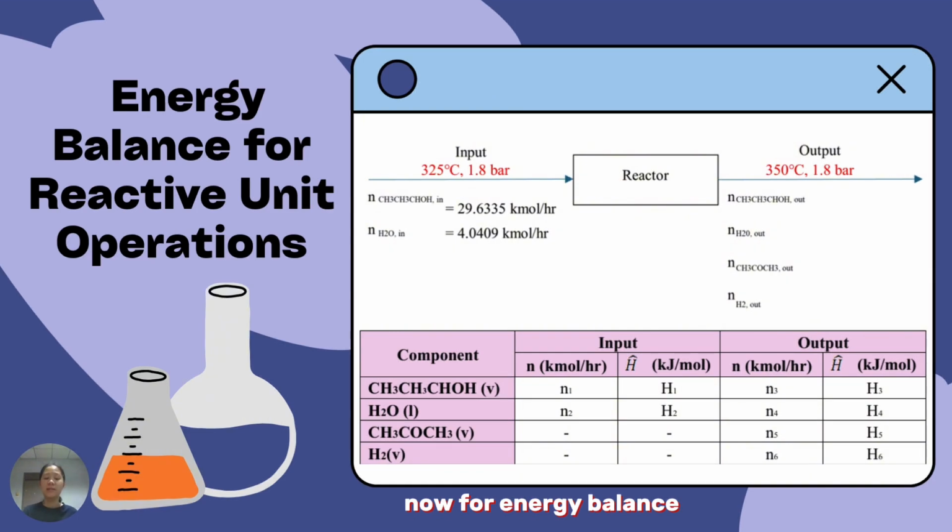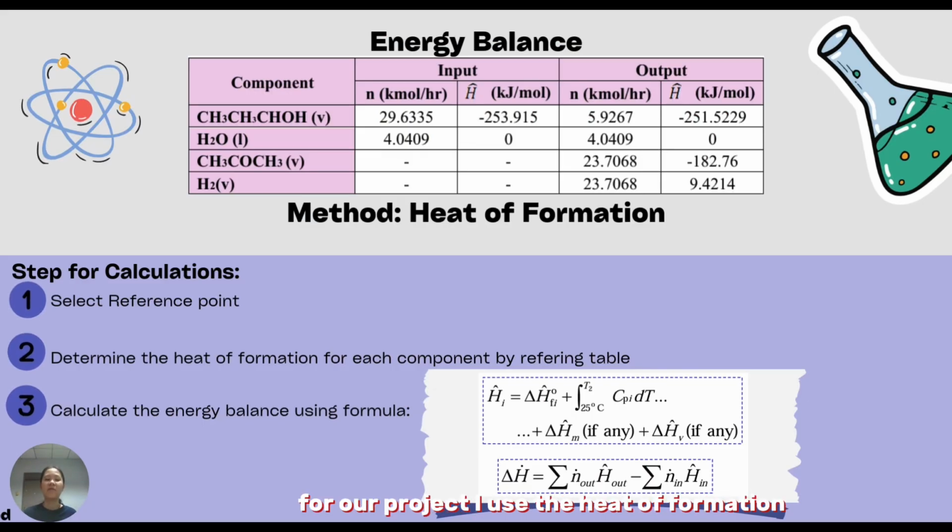Now for energy balance, we will also need to have a flow diagram, but here we need to have temperature and pressure also. Then we can create a table which has the flow rate and the specific enthalpy of each component. So this is the energy balance for our project. I use the heat of formation. For the calculation, the first step, we need to select a reference point. Secondly, determine the heat of formation for each component by referring to the table. Third, calculate the energy balance using the formula.